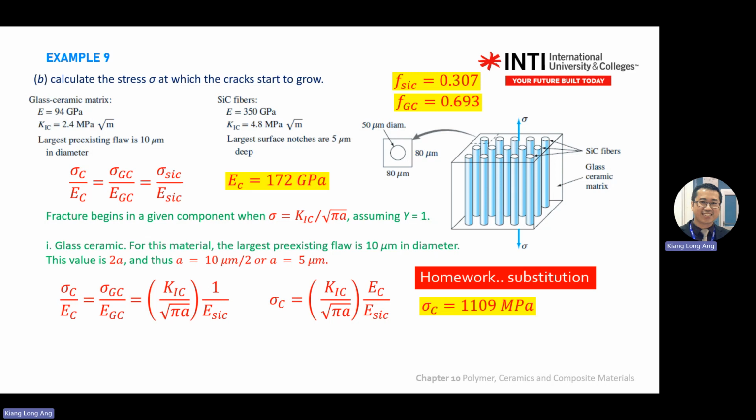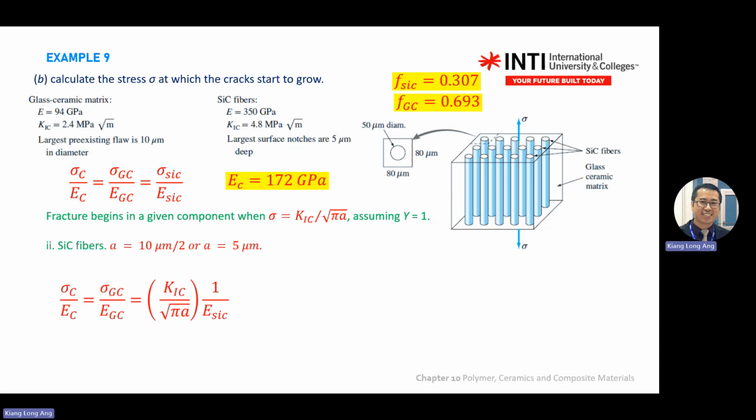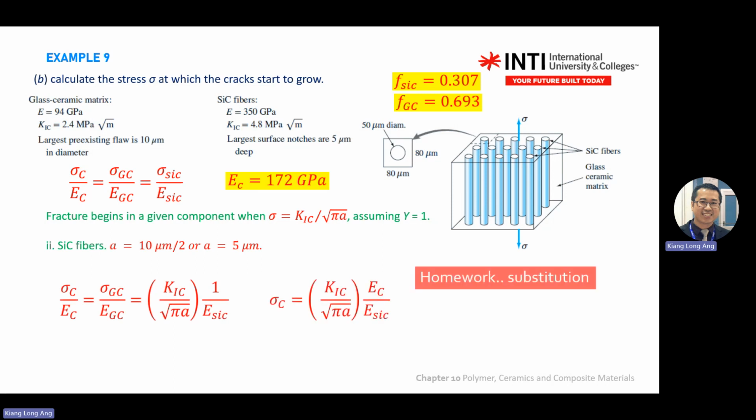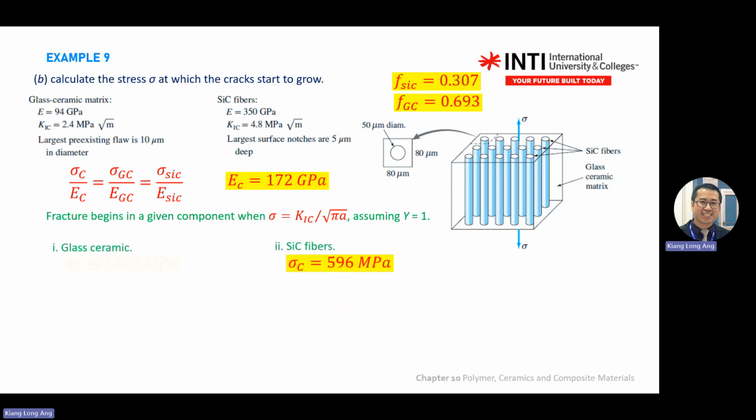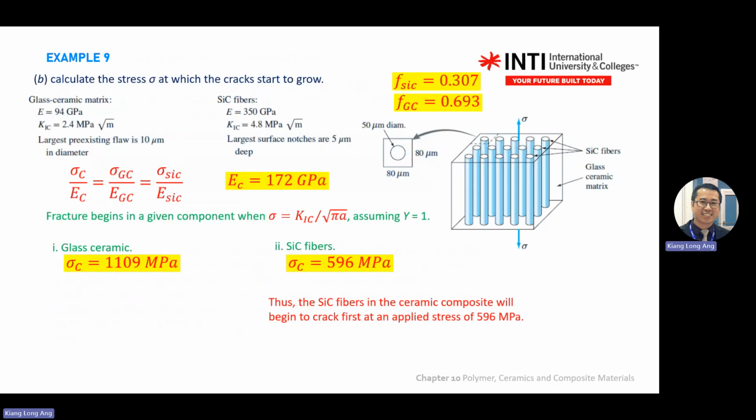So what is the answer? You have two options here, 1000 something megapascal or 600 megapascal. What is the answer? Okay, so the fiber will fail first. So your answer you need to write. You need to calculate these two. Then at the end you make a conclusion. So this one will fail first because the crack will start at the fiber.